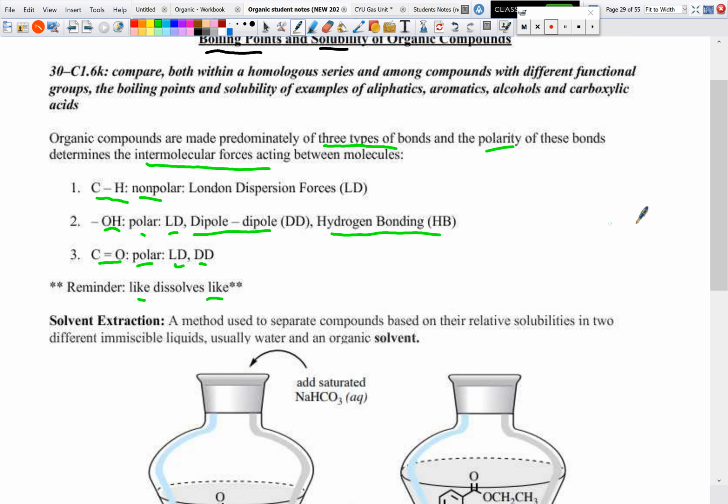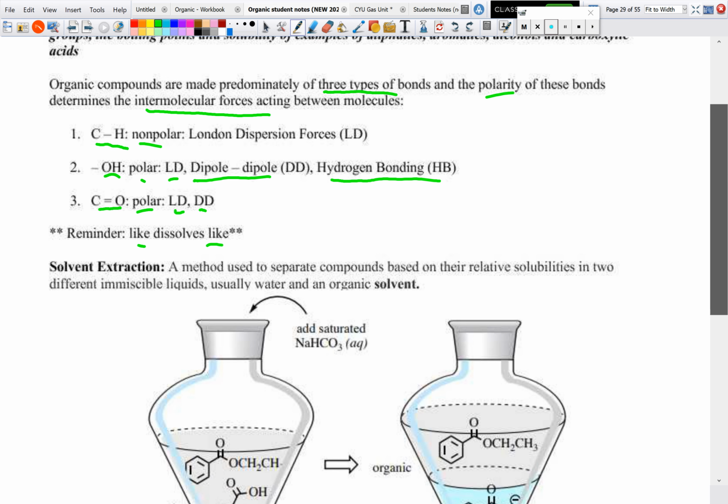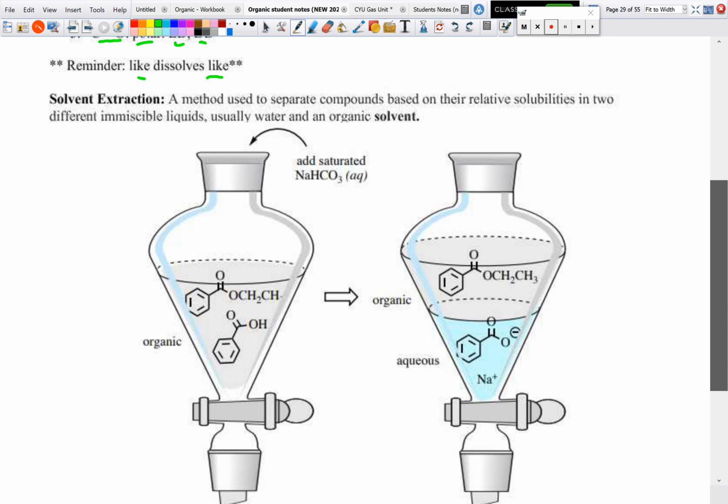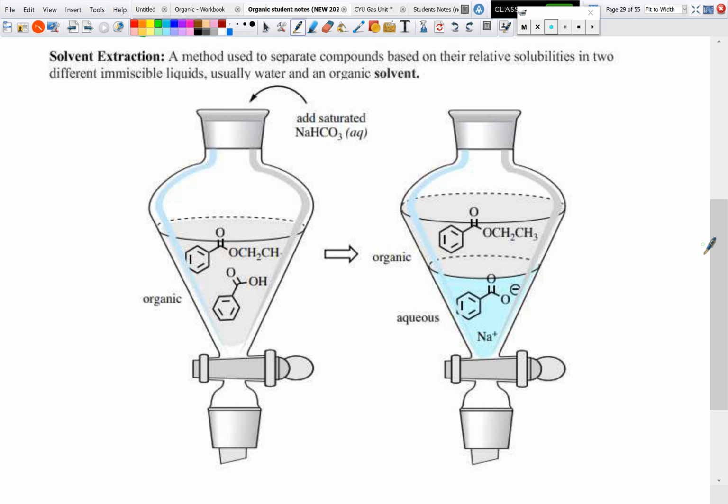One thing you have to remember for solubility is that like dissolves like. So you can use this to help separate organic molecules from different reactions. The first thing we're going to look at is something called solvent extraction. This is a method used to separate compounds based on their relative solubilities in 2 different immiscible liquids, usually water and organic solvents.